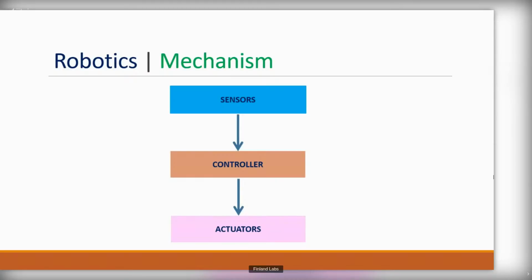So the brain is the controller, and in our case, what are the actuators? Yes, you can say limbs, your legs, your hands. These are the actuators, right? Correct. So this is the mechanism of how a robot works.